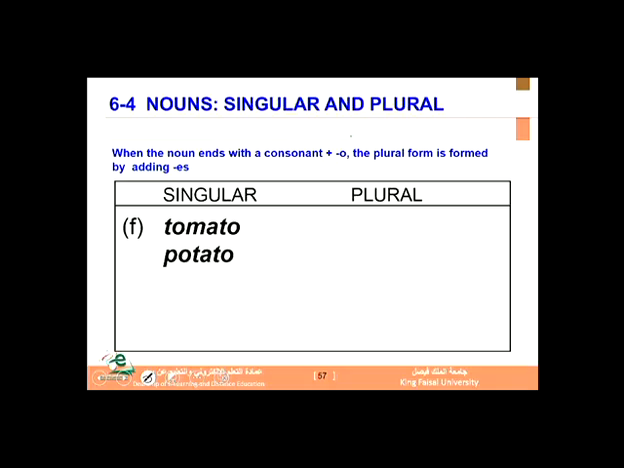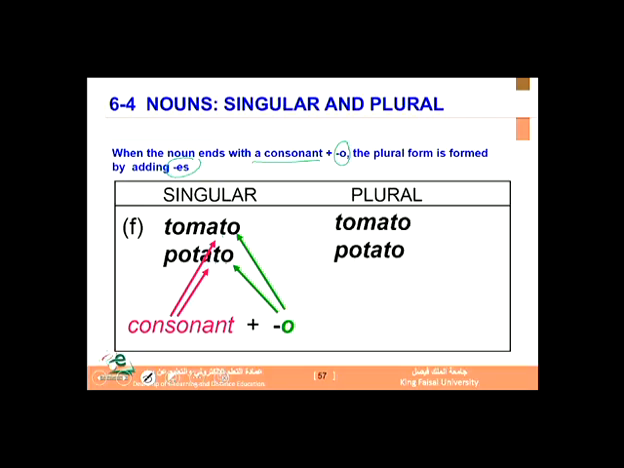Similarly, sometimes we have words that end with a consonant followed by O. The plural form is made by adding ES. If you look at the words potato and tomato, the word ends with a consonant, which is T, then we have the letter O. To make a plural, you add ES to the end. The T is a consonant and O is the vowel. So tomato and potato become tomatoes and potatoes by adding ES to the end of the noun.